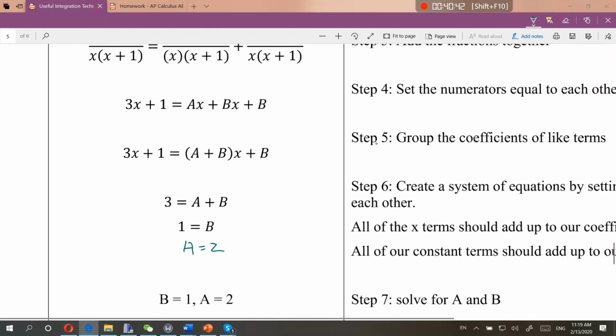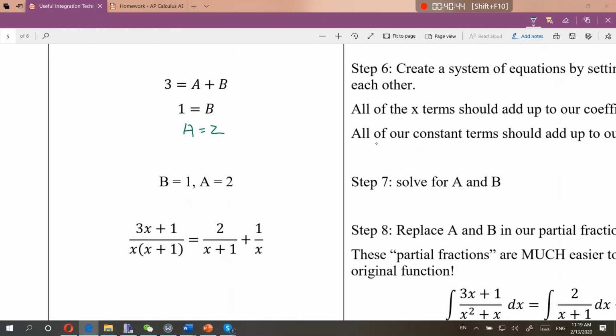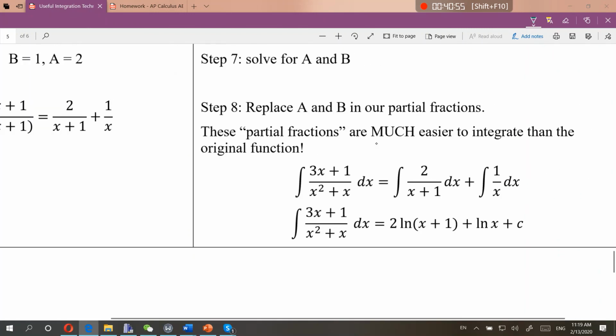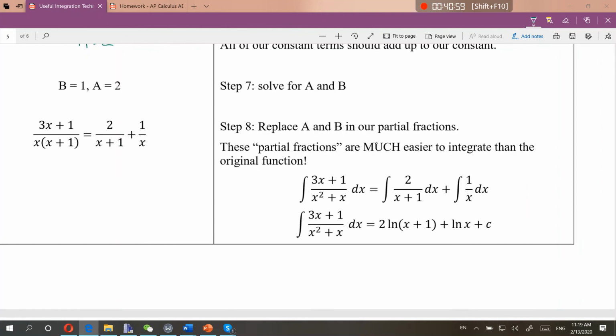Okay, then I can go back in and plug those in. So this was A over x plus 1, which is 2 over x plus 1, and then B is 1, so that's 1 over x. So if I wanted to integrate (3x plus 1) over (x squared plus x), I could instead break this apart into its partial fractions and integrate.